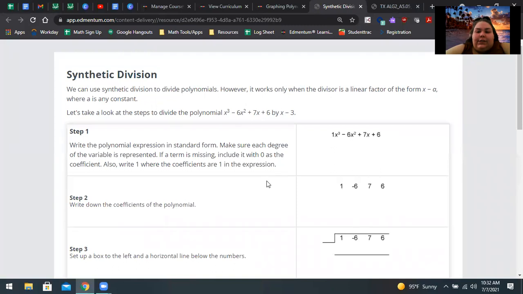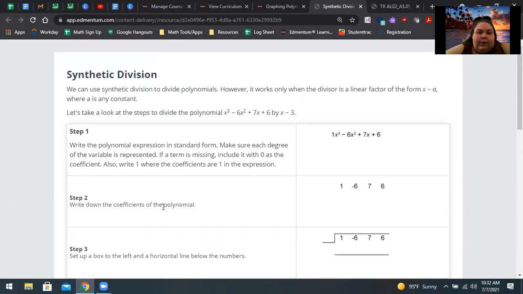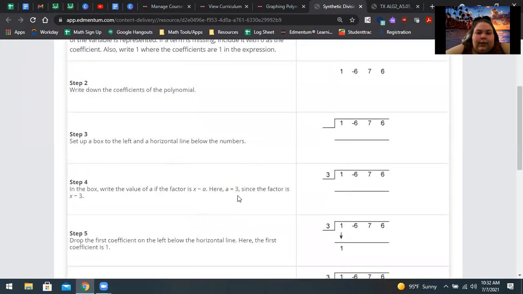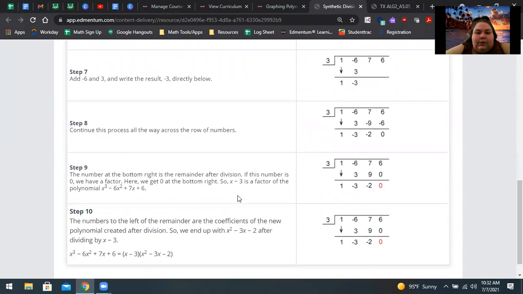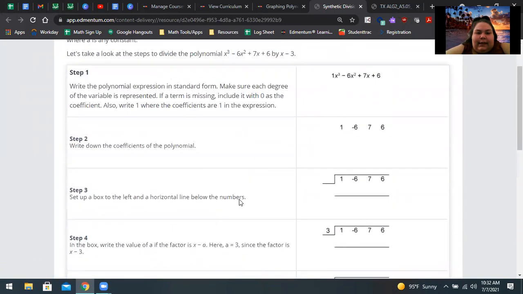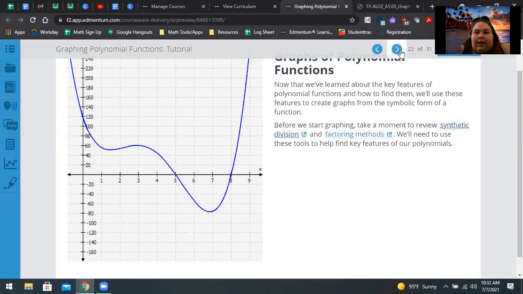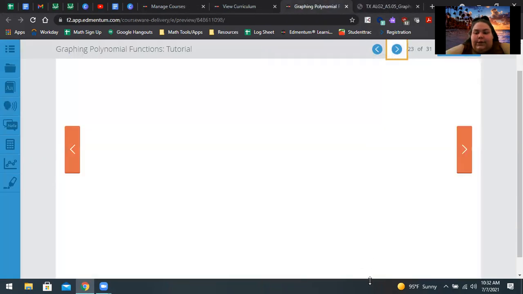But synthetic division, we are going to try in the box, write the value of the factor. Write the polynomial expression in standard form, each degree, right? Okay. Yeah, they didn't go necessarily. I think it's going to be the guessing game at this point. Yeah. Don't like the guessing game. Okay. Let's go back to that question there.